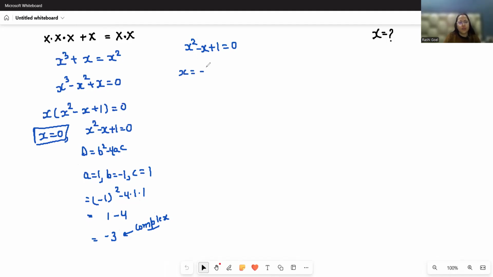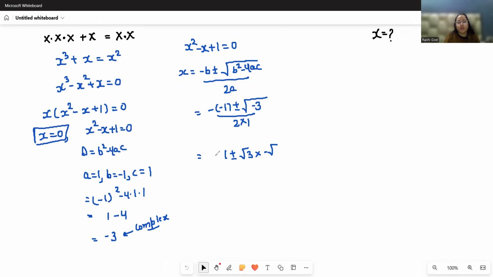So x equals minus b plus or minus the square root of b squared minus 4ac, divided by 2a. So minus (minus 1) plus or minus, we already solved b squared minus 4ac, that is minus 3, divided by 2 times 1. So minus minus is plus, 1 plus or minus root of minus 3. Root of minus 3 we can write as root 3 times root of minus 1, divided by 2. So 1 plus or minus root 3 iota, divided by 2.